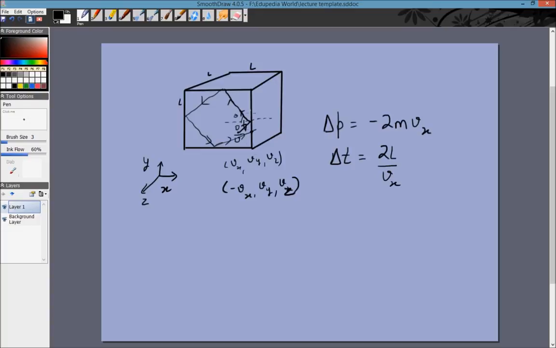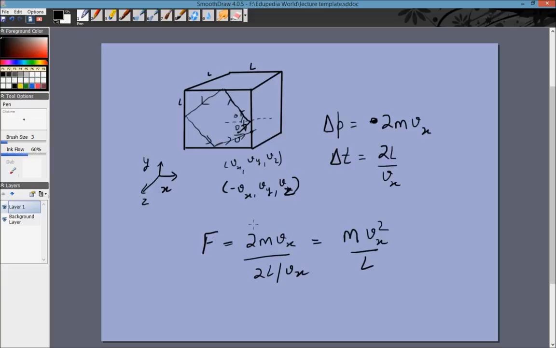So the average force exerted on this wall by this single molecule will be delta P by delta T. Now delta P is minus 2mVx for the ball because its momentum is changed in the left direction. So delta P for the wall will be 2mVx. So the average force exerted by a single molecule on a wall will be 2mVx divided by 2L by Vx, which comes out to be mVx squared by L. So this is the force due to one molecule.